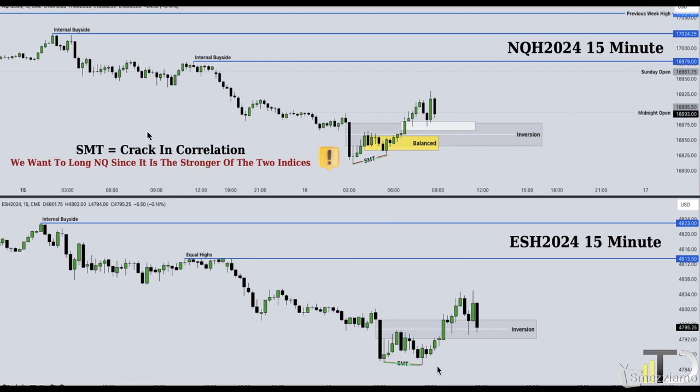And as we talked about in the video earlier, SMT is nothing but the crack in correlation in highly correlated assets, two assets. So here it's NQ and ES. So this is a bullish SMT. So this is another thing that we just marked here, and at least took a note.